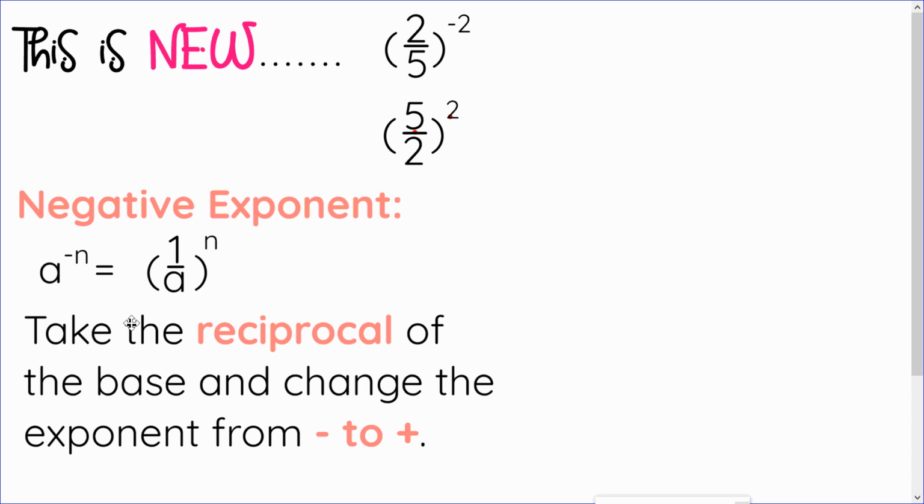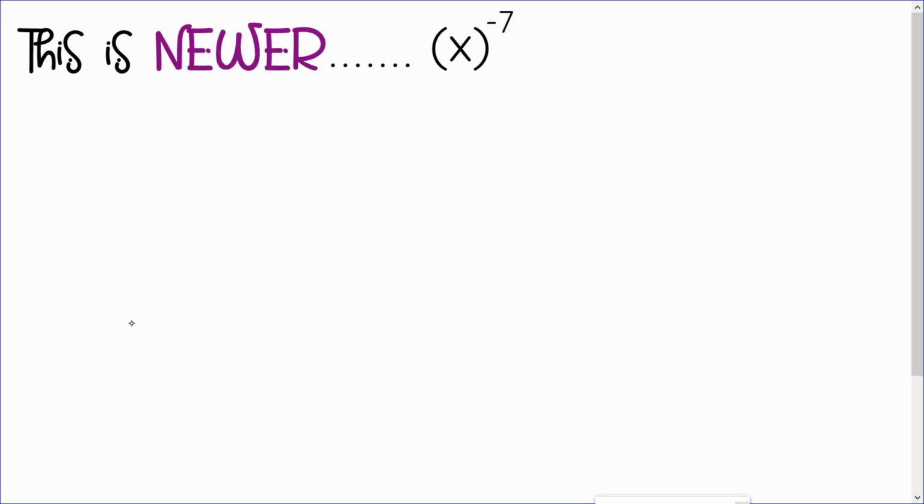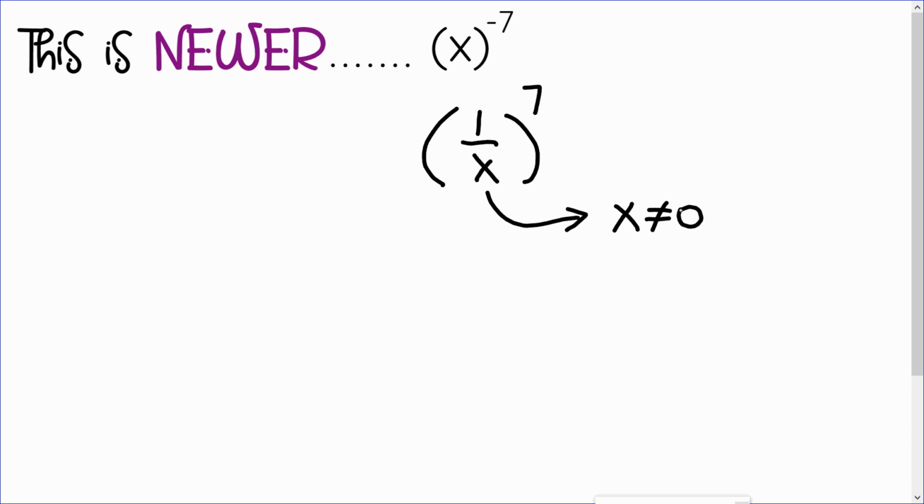Well, this is newer because I have a variable now. So the same rules apply. Take the reciprocal of the base and raise it to the positive exponent. As a little note, since I have x in the denominator, remember I'm not allowed to divide by 0. So this is true for all values of x except for 0.